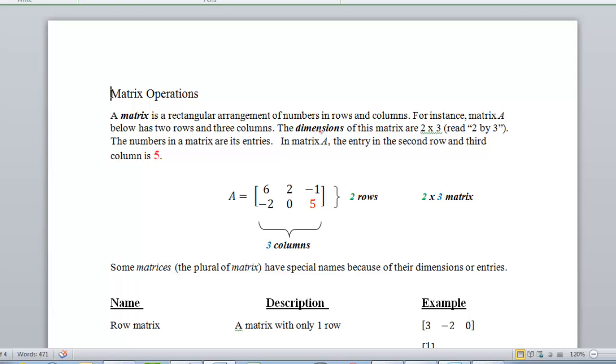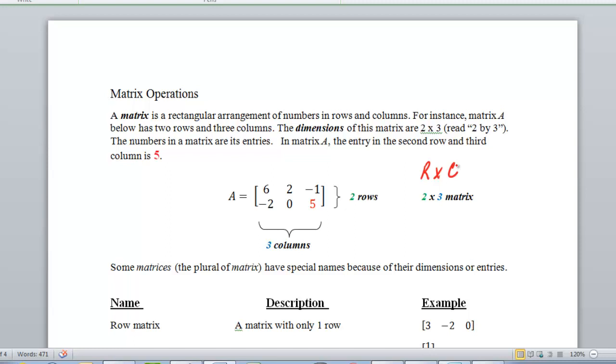Now remember, rows go side to side and columns go up and down. When we identify a matrix by its dimensions, by its rows and columns, we put the rows first and then the columns second. So we're going to say that matrix A is a 2 by 3 matrix, kind of like if you were taking measurements of a room or of a piece of wood or anything like that.